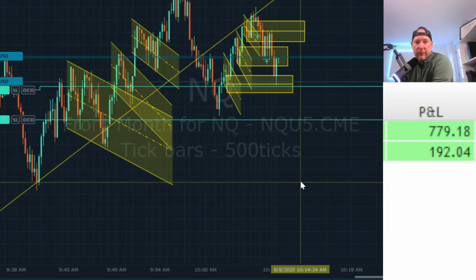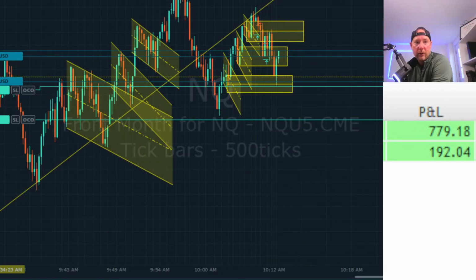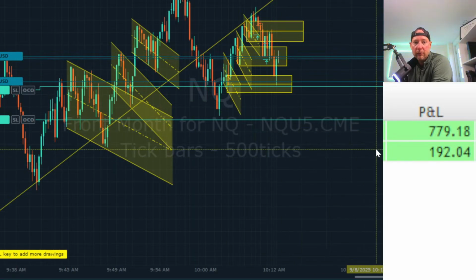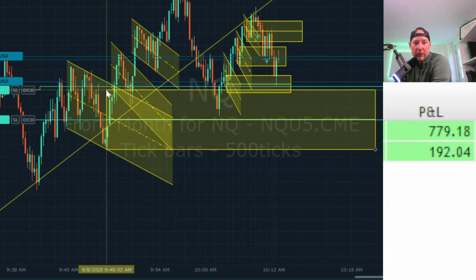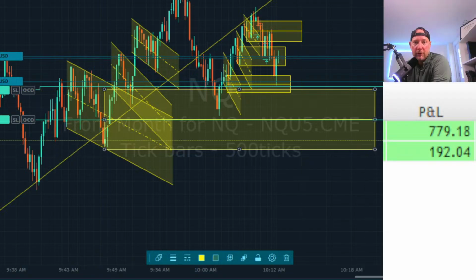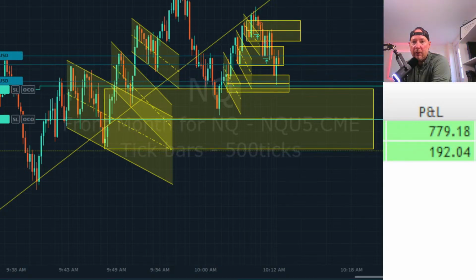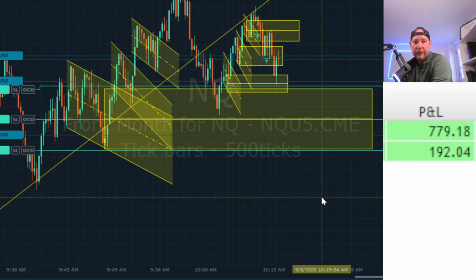Okay, so let's draw. We have another bull flag here. This is a big one. This is where it gets a little interesting. This is where we'll have our next order, and in case the price misbehaves, I'll put another order right here.